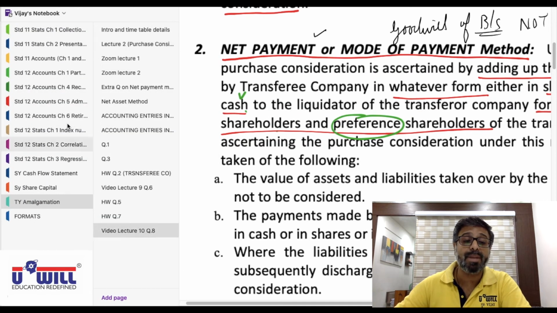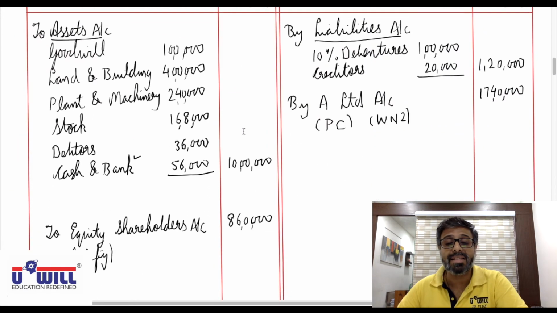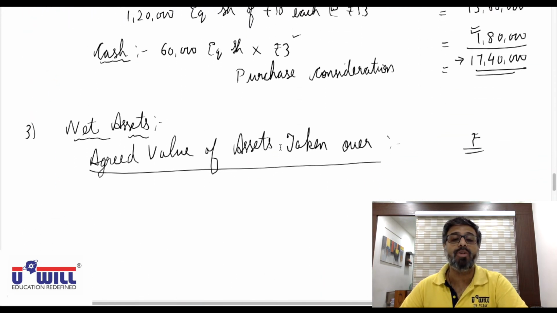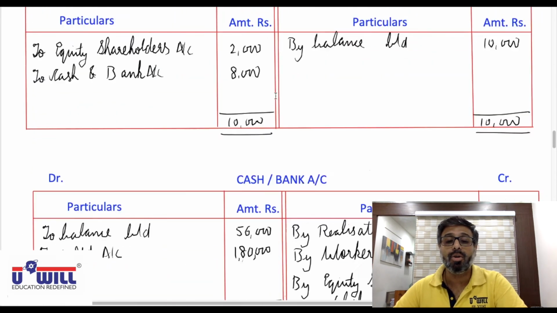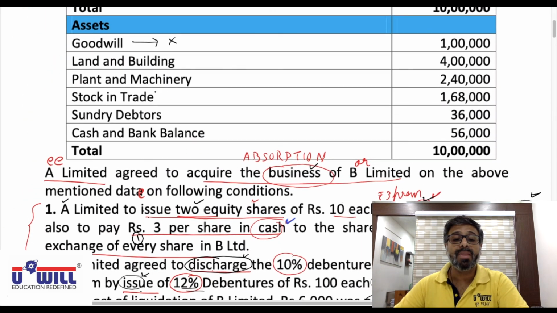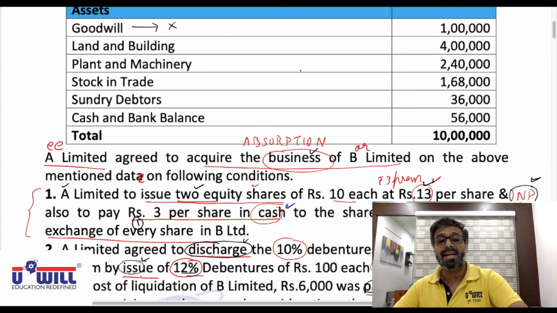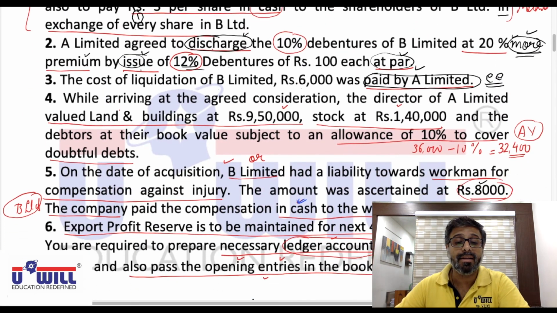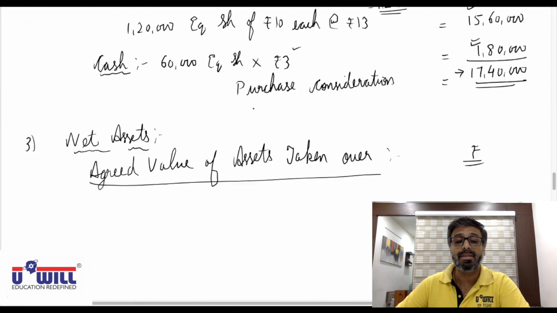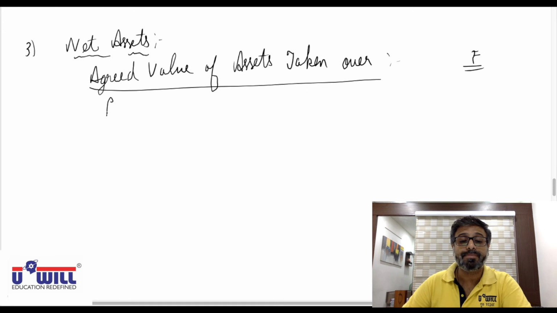Logic, as I explained you, already the balance amount we are going to take to goodwill only. So two times we cannot take goodwill into consideration. Okay, so we will take other assets other than goodwill. Land and building 4 lakhs. Is any agreed value given? Yes. We will take land and building what value? 9,50,000. Agreed value of assets. So land and building 9,50,000.